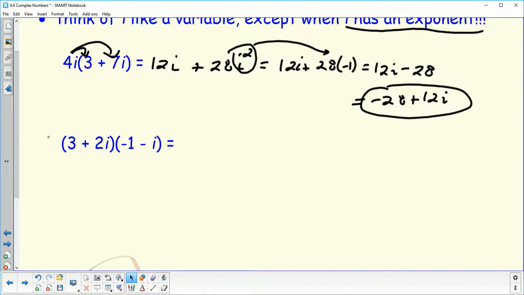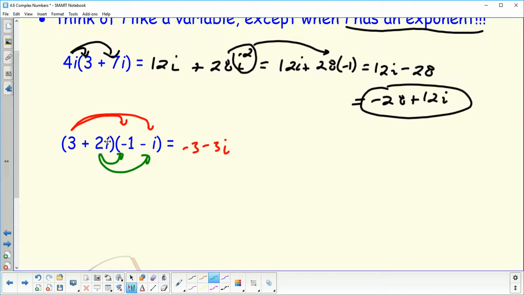Okay, now this one is a little more complicated. Like we've talked about in the past, we need to actually distribute both the 3 and that 2i. So if I take 3 times both of these, I'm going to get a -3 minus 3i. And then if I change my color up here, I'm going to take 2i now times both of these. And so 2i times a -1 gives us minus 2i. And 2i times a -i gives us a minus 2i squared.